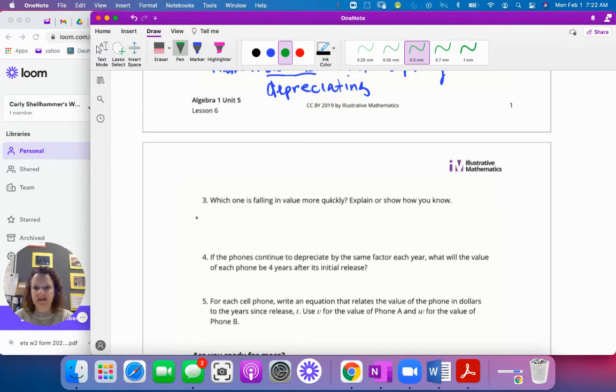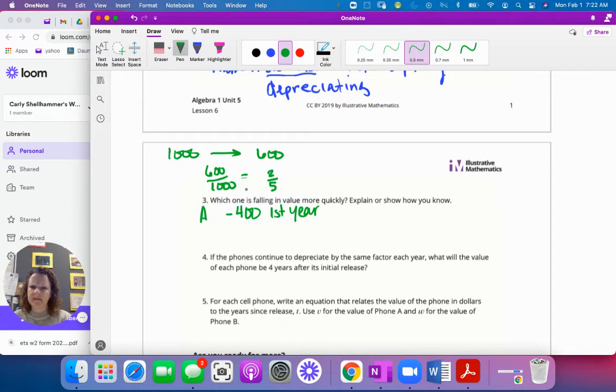We can definitely say that phone A loses $400 in the first year. We don't know how much that is as a fraction, but we can figure it out. If we're going from $1,000 to $600, how much did it change? I'm going to do 600 over 1,000, and that gives me 6/10, which is 3/5. That's what remains.